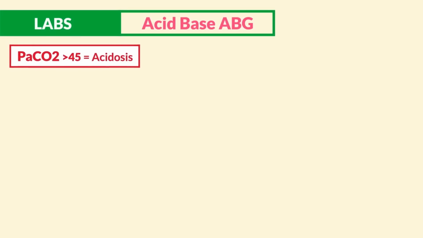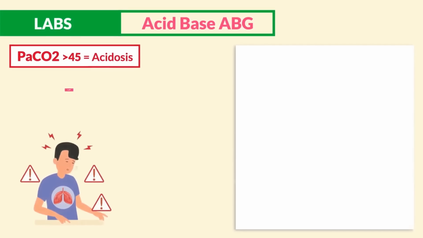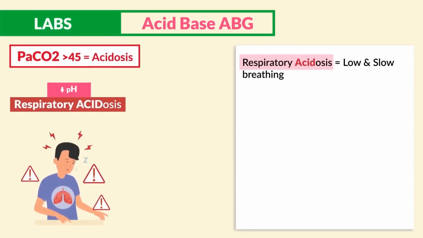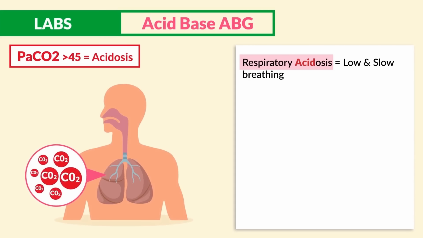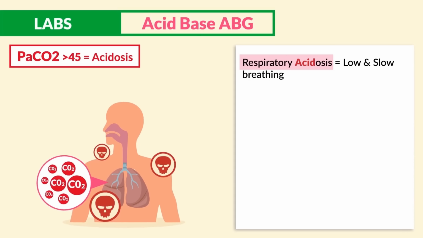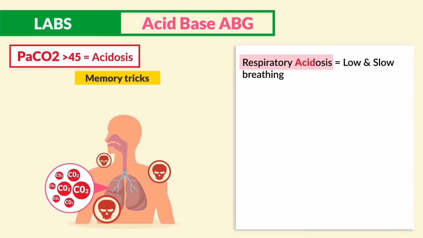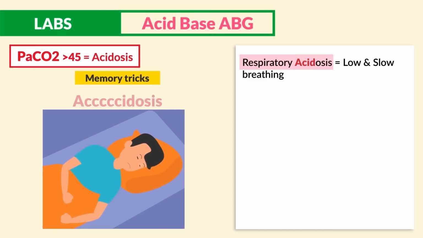Now, if this CO2 is over 45, then this is acidosis, typically from low and slow breathing. The body's retaining too much carbon dioxide or too much carbon diacid. This is far more deadly since it can lead to respiratory failure. So the memory trick for the causes here is respiratory acidosis. Just think anything that can cause low and slow breathing, like a snoring person.